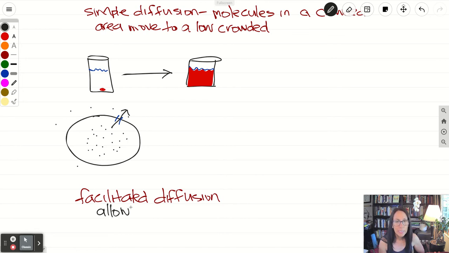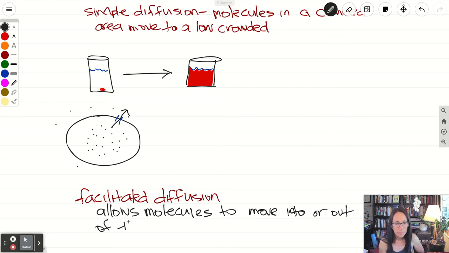Okay, so I'm going to say facilitated diffusion allows molecules to move into or out of the cell using a specific channel, which is called an integral protein, using an integral protein that opens and closes.